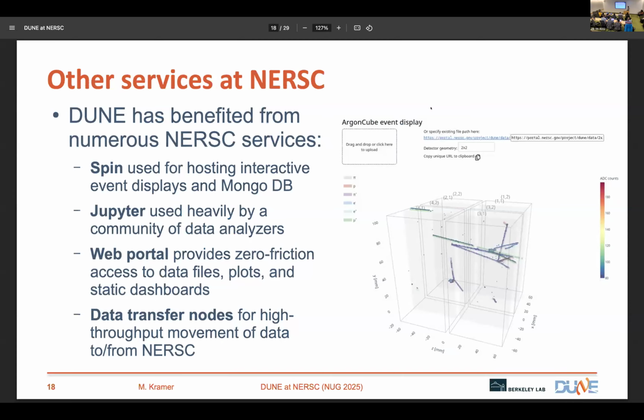Okay, and just a few other services that we're really grateful to benefit from at NERSC. So we use Spin, as I mentioned, to host the Mongo database that we use for FireWorks. We also use it for interactive event displays like the one you see screenshotted here. We use Jupyter heavily for analysis. We use the web portal to make data quality plots and static dashboards available to our collaborators who might not have a NERSC account. Really easy, just put the files there and you're done. And we use data transfer nodes for moving our data to and from places like Berkeley Lab and University of Bern and CERN and so forth.